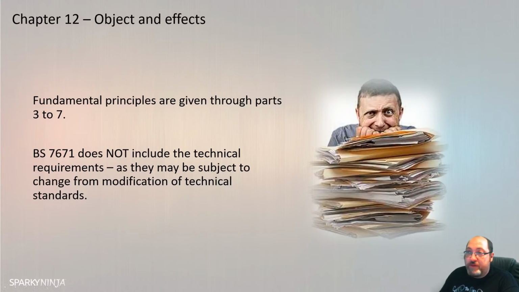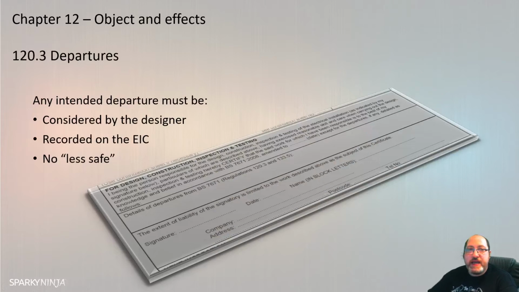Then it has this last little bit which says any intended departure from these parts requires special consideration by the designer or the installation and shall be recorded on the appropriate electrical certification specified in Part 6. The resulting degree of safety of the installation shall be not less than that obtained by compliance with the regulations. And that's an important thing to understand. So if we are going to depart from BS 7671, we must verify that the departure, whatever it is that we're doing, will not result in a less safe scenario.